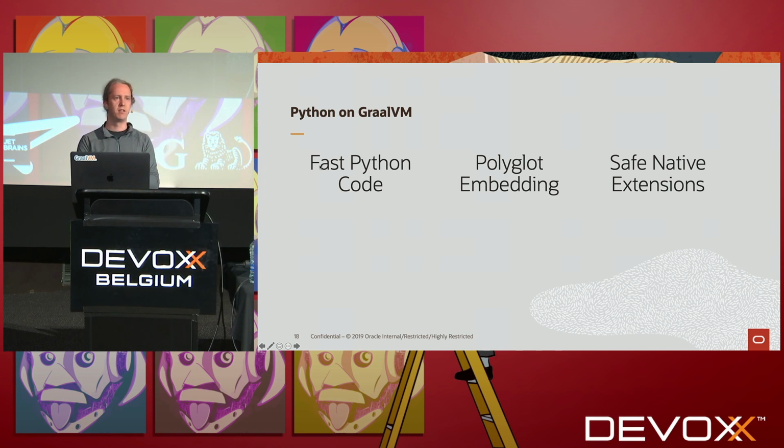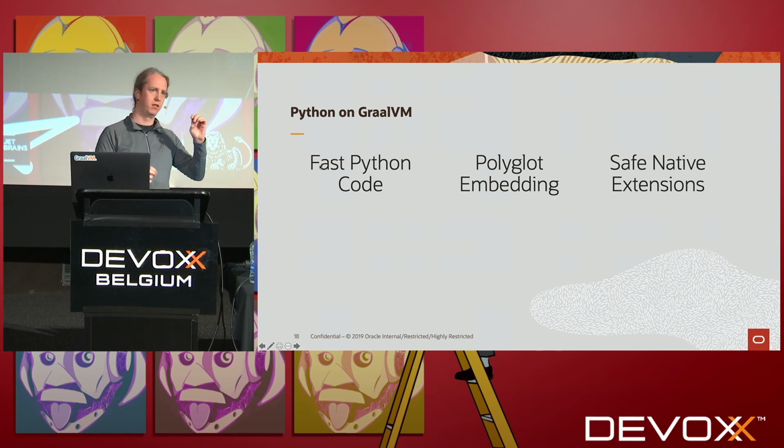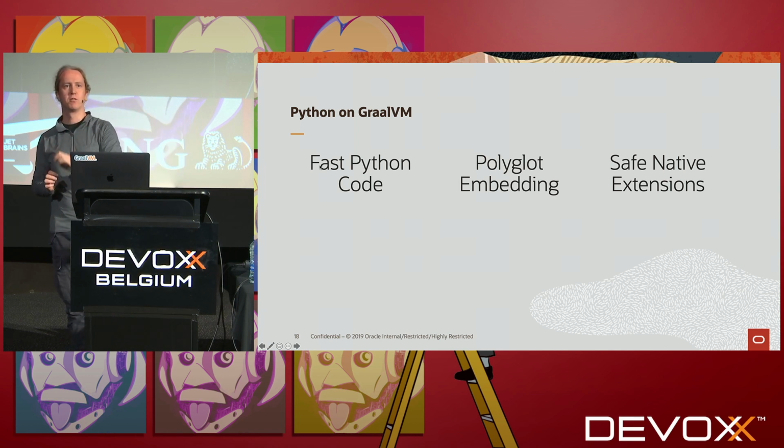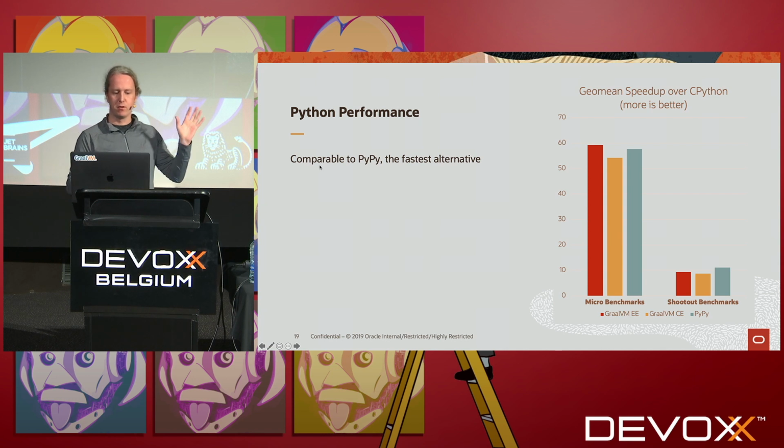Polyglot embedding is very easy, very consistent, works not only for Python, but for many different languages, and there is even a way to execute your Python modules inside the Java environment. So not running them with any connection to native code, which can be very important in some circumstances. Our performance on Python code is comparable to PyPy. Don't want to go into too much detail, but we're at the top of the flock here.